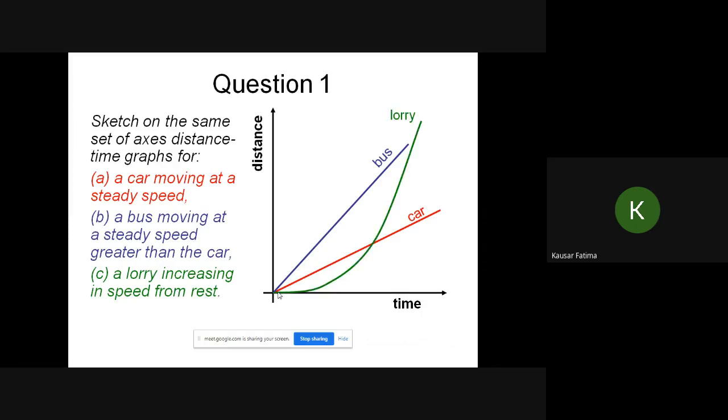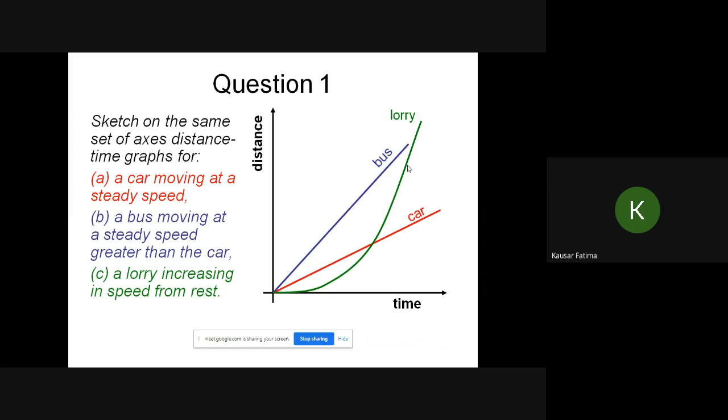So here the lorry has started from rest and it's moving at lower speed in the beginning, because if you calculate the gradient of the graph here in the beginning, it will be less, and it is becoming steeper and steeper. Okay, and after this it acquires a greater constant speed, because the graph is a straight line again, so this is a constant gradient.